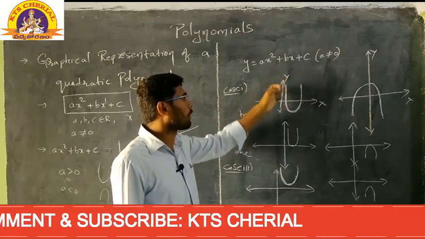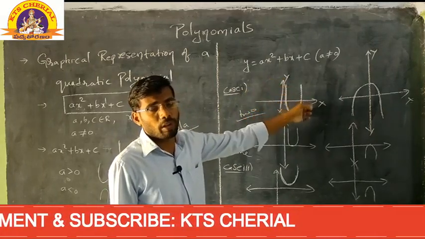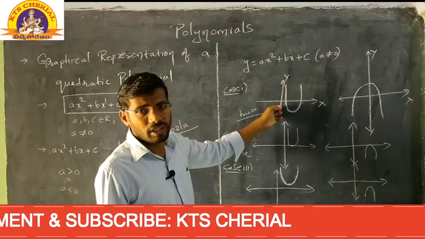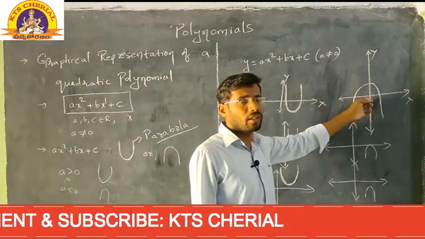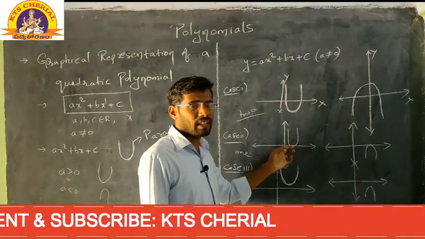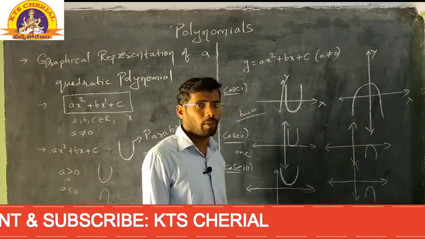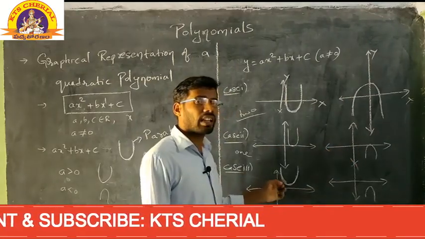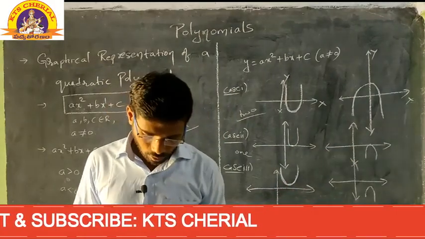In zeros, if you draw the graph and the graph touches the x-axis at 2 points, then it has 2 zeros. Here also, but here it opens upwards and here it opens downwards. Case 2: the graph touches the x-axis at only 1 point, then it has 1 zero. Case 3: the graph does not touch the x-axis, then it has no zeros.